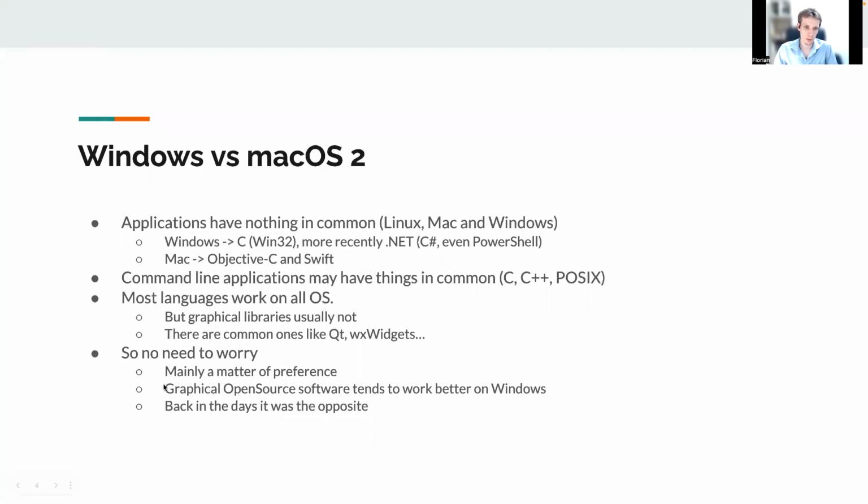Mostly graphical open source software tends to be better polished on Windows than on macOS. The reason is because Apple is privileging paid applications and open source players don't necessarily have the funds or don't really like as much to develop the apps on the macOS. I mean, that's one of the reasons. And back in the days, it was the opposite. People hated Windows, so they would create bad, barely usable open source applications for Windows to push people to move to Linux because it was better on it.